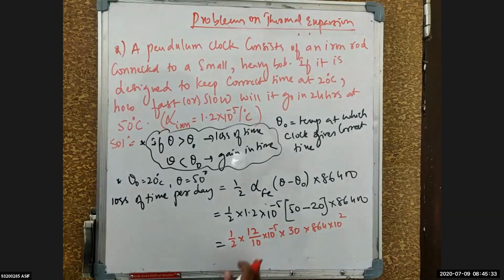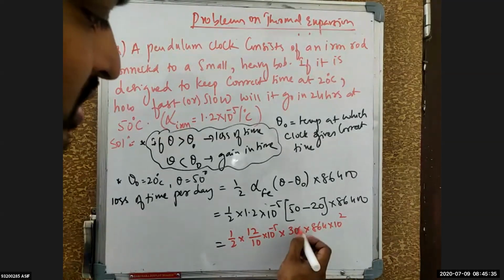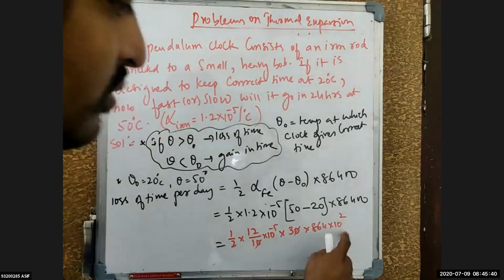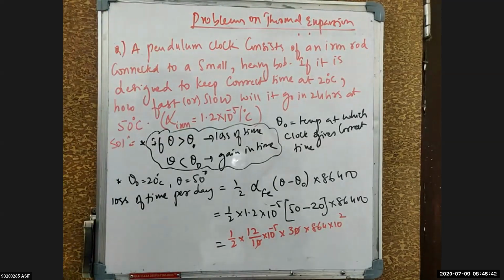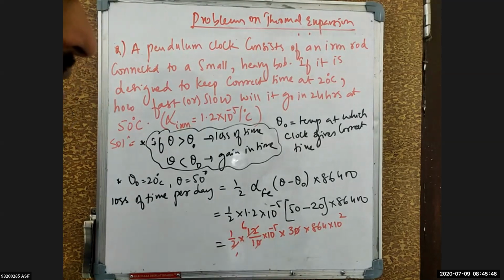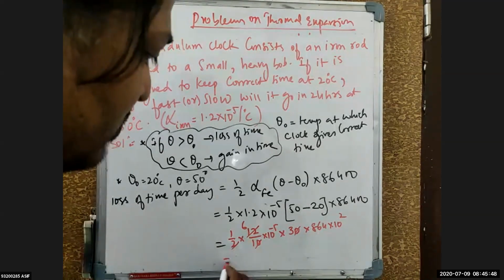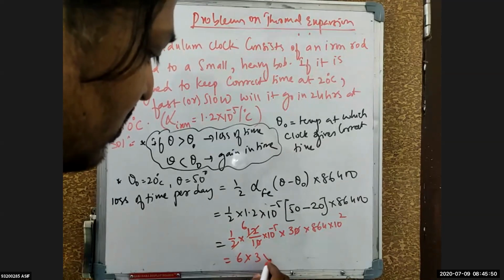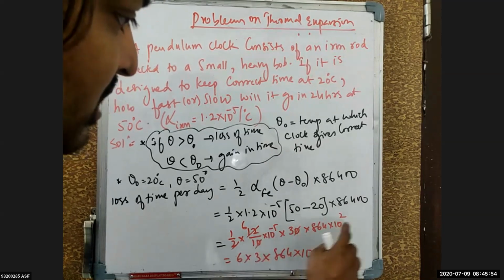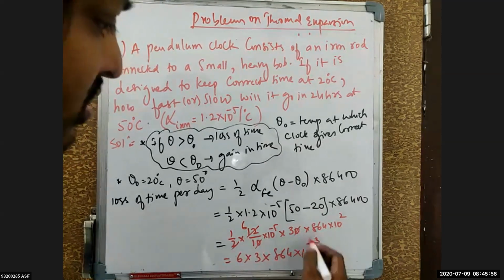Okay, now this 0 and this 0 will cancel right now here. 10 to the power of minus 5 into 10 to the power of 2 will be equal to 10 to the power of minus 3. 2 ones are 2, 6 are, isn't it? So how much am I getting right now? 6 into 3 into 8, 6, 4 into 10 to the power of minus 5 into 10, that is 10 to the power of minus 3.